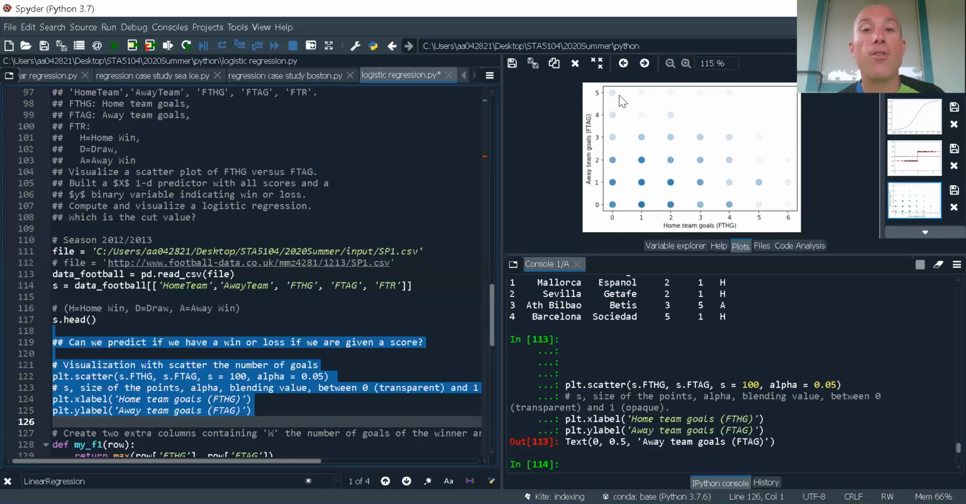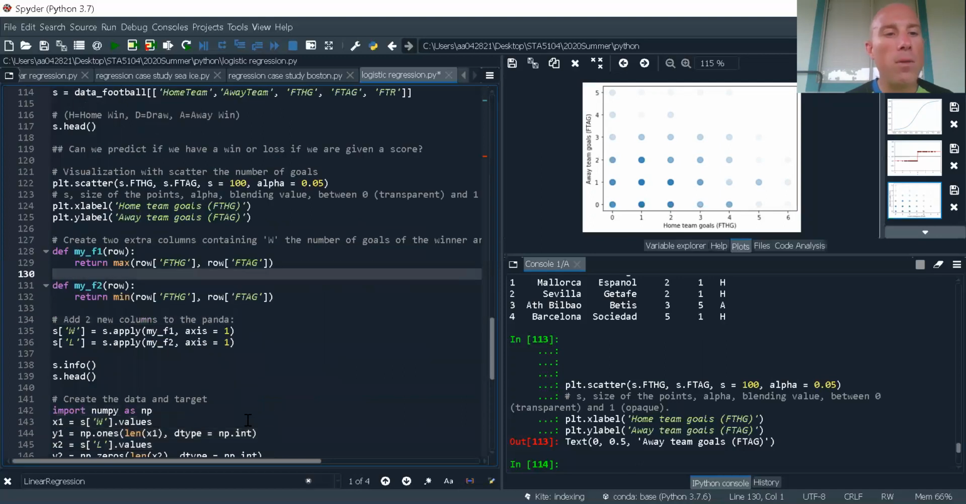So the home team got stomped on. Fortunately for the fans, that does not happen too often because it's a very light point. And if we look through here, there's a point up here where it's 4 and 5, that's a high scoring game. That's pretty rare.